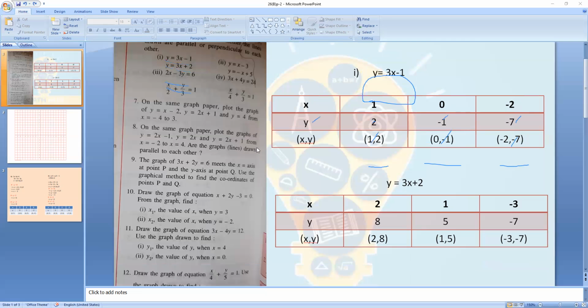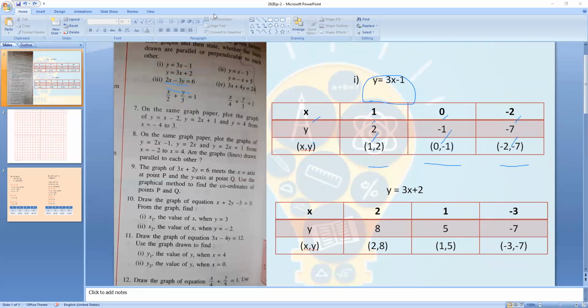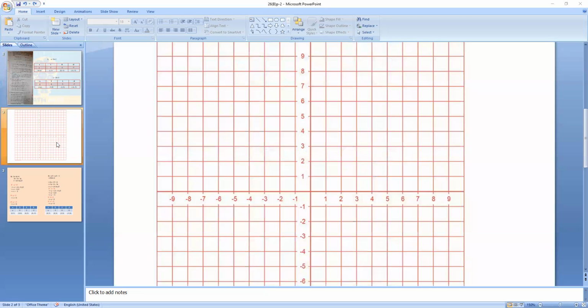So let us draw this line. How we will get this line? Before that, let me erase everything so that you can see clearly how we will get the line. Next, going on to graph.